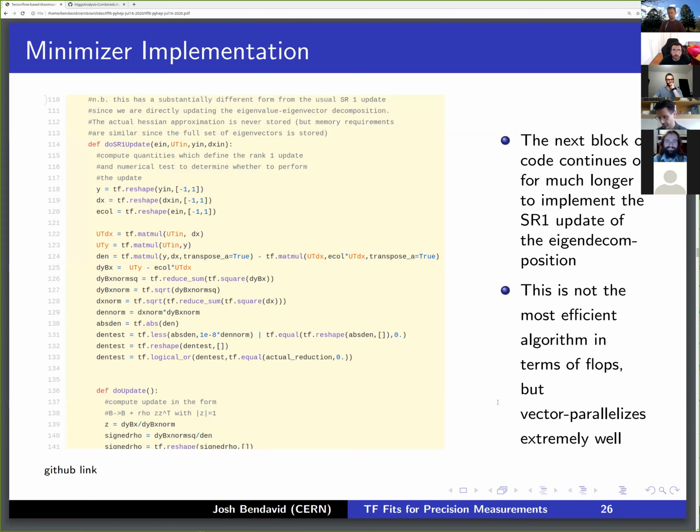Contrary to a usual SR1 type minimizer, the way these minimizers work is that you have an approximation of the Hessian matrix, which you keep updating during the minimization. It's the same thing here, but instead of the Hessian, we keep the eigendecomposition of the Hessian, and we update that directly. The update of that is quite complicated, but then the rest of the minimization is super efficient. This is probably not the most efficient algorithm in terms of total flops, but it vector parallelizes extremely well. A lot of the other algorithms for doing this sort of thing have nasty sequential steps that need to be followed, which are not super optimal.